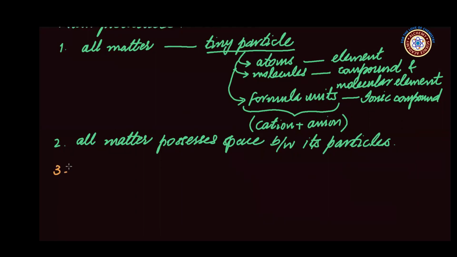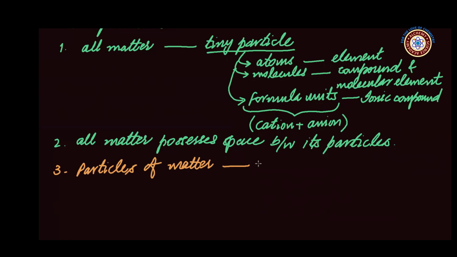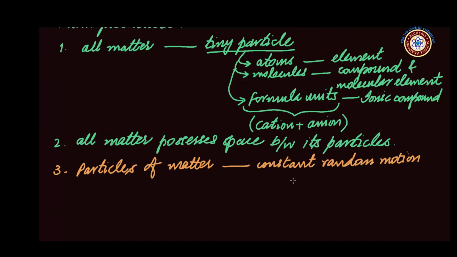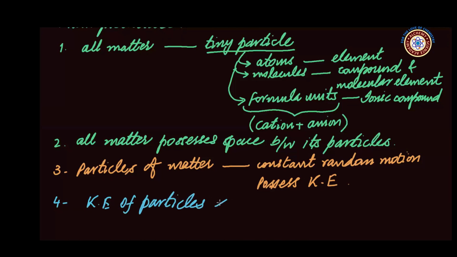The third postulate of this theory is that particles of matter are in a state of constant random motion. Because of this constant random motion, they possess kinetic energy. The fourth main postulate of this theory is that the kinetic energy of particles of matter is directly proportional to absolute temperature.